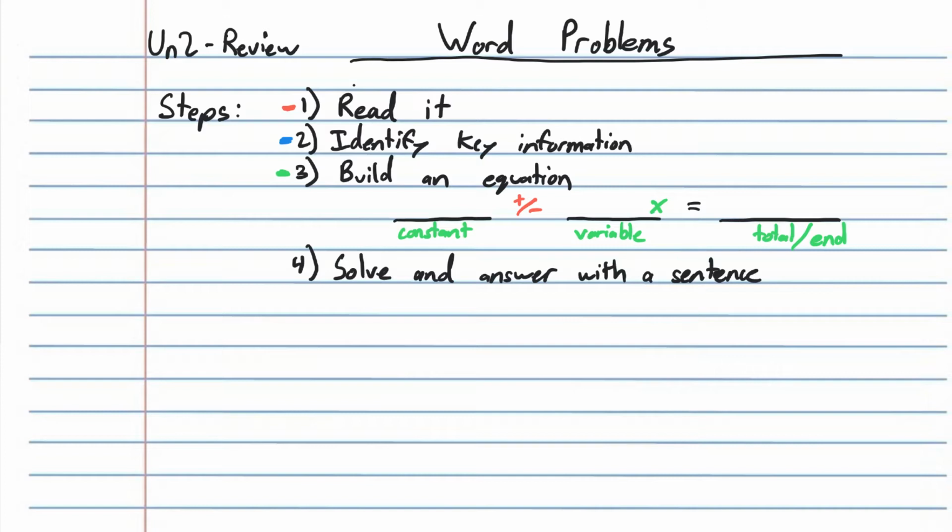Okay. And then step four, once you have your equation built, then hopefully it's pretty easy to solve that equation. And then don't forget that you do need to write a sentence to officially answer it, right? A good rule of thumb is that if they ask you in words, you should answer in words. Okay, so that's the 4 steps to solving these word problems.